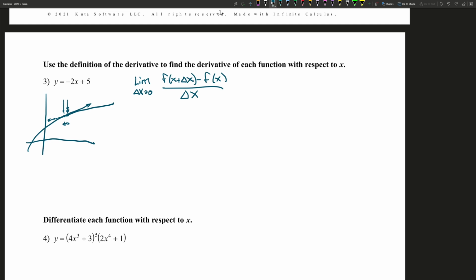Then if we try to do that, we get the limit as delta x approaches 0, where f of x plus delta x is negative 2 times (x plus delta x) plus 5, and then f of x is just negative 2x plus 5, and then all over delta x.